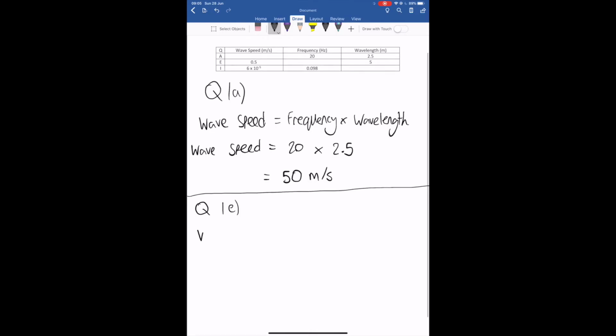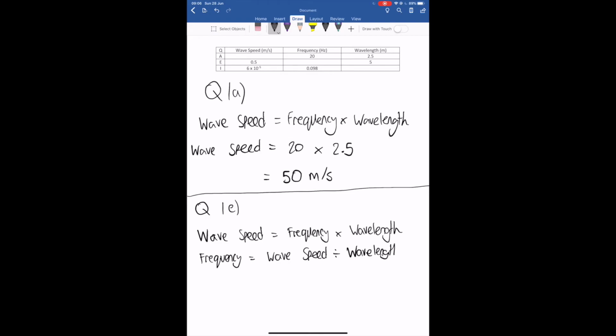In question 1E, it's much the same, but this time we need to rearrange. So we need to look back at that formula triangle we've used before. And in this case, we need to rearrange. So we start off with our usual formula. Wave speed is frequency times wavelength. But this time we need to rearrange to find frequency. And the way we're going to do that is frequency is wave speed divided by wavelength. And you can see me writing this out here.